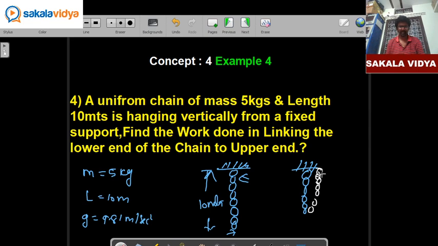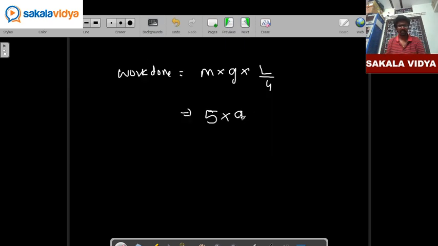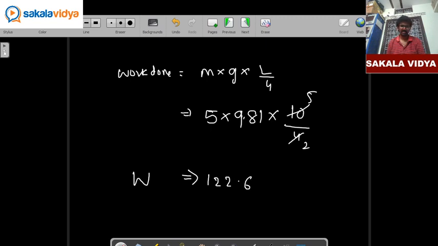In this case we need to find work done. What is the formula for work done? Work done in linking the bottom of the chain with the top is equal to m into g into L by 4. Mass is 5 kg, acceleration due to gravity is 9.81, into length 10 divided by 4. When you solve this, work done will be equal to 122.625 joules.